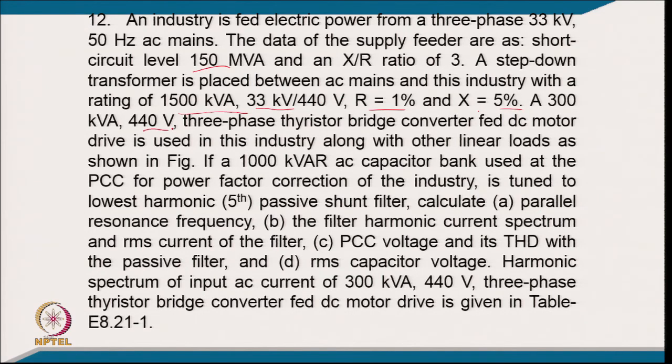A 300 kVA, 440 volt, 3-phase thyristor converter DC drive is used in this industry with other linear load, and if a 1000 kVAR capacitor bank is used at the PCC for power factor correction, tuned to the lowest harmonic, 5th harmonic, passive shunt filter, calculate the parallel resonance frequency, the filter harmonic spectrum, current of filter, PCC voltage and THD of passive filter, the RMS capacitor voltage, harmonic spectrum of AC mains current. The 300 kVA load harmonic spectrum is given in table 1.